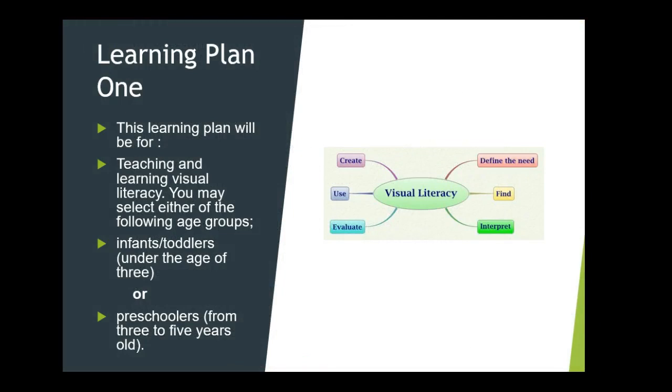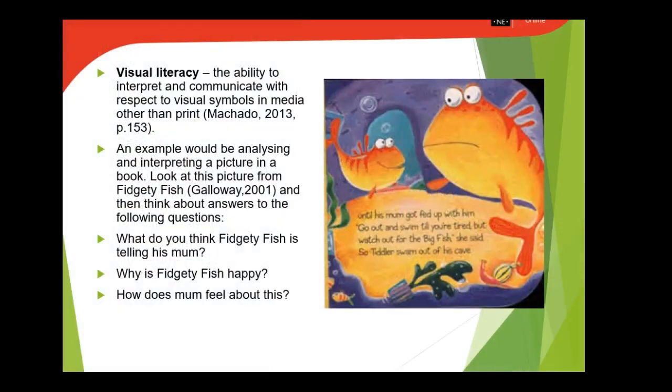So let's have a quick look at our first learning plan. This is going to be our learning plan that targets either infants or toddlers or preschoolers. So just please take note of those age groups. You don't want to be getting mixed up. So ensure that you have got the correct age group for your learning plan. And this is a lovely learning plan because you get to have a look at visual literacy. There's a little definition there, and a little example will be analysing and interpreting a picture book.